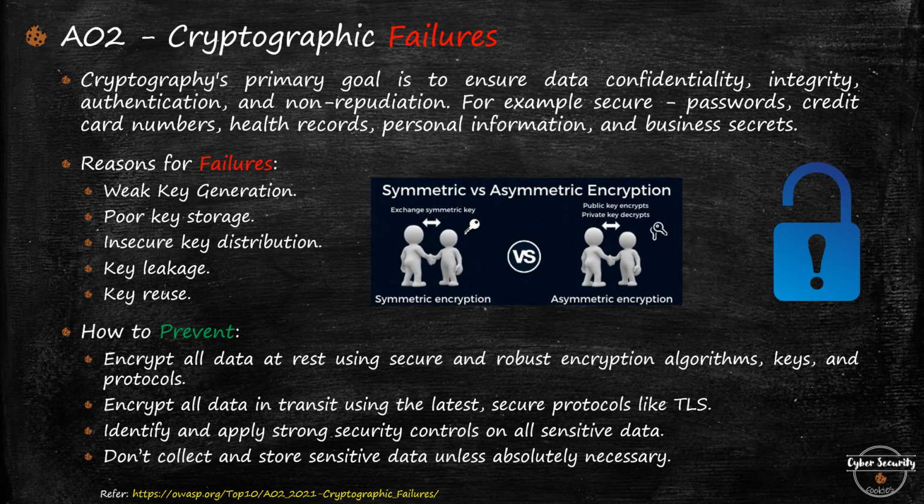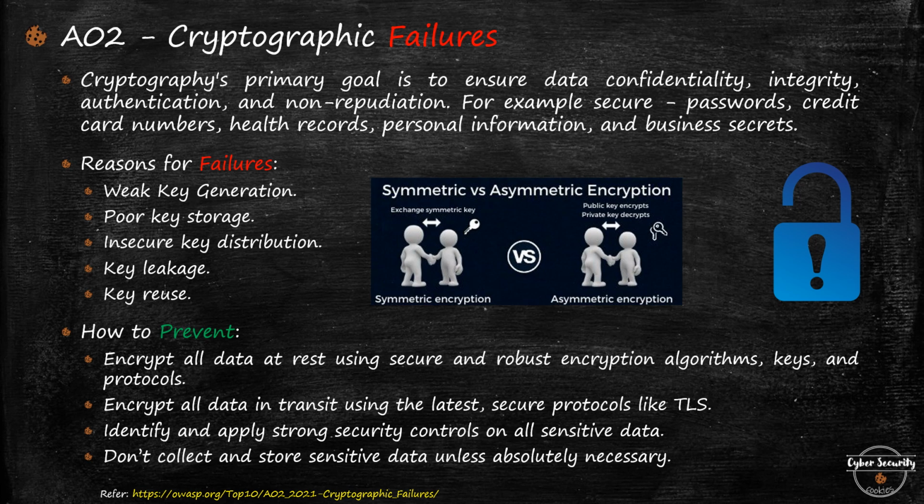So the second item listed is cryptographic failure. Cryptography is used to ensure data confidentiality, integrity, authentication, and non-repudiation. The key thing is if you have a cryptographic failure, you could have data breaches, unauthorized access, data tampering, man in the middle attacks, eavesdropping. And the reasons for a failure could be weak key generation, poor key storage, key leakage, or key misuse. Before we move forward, we need to understand what the methods of cryptography are.